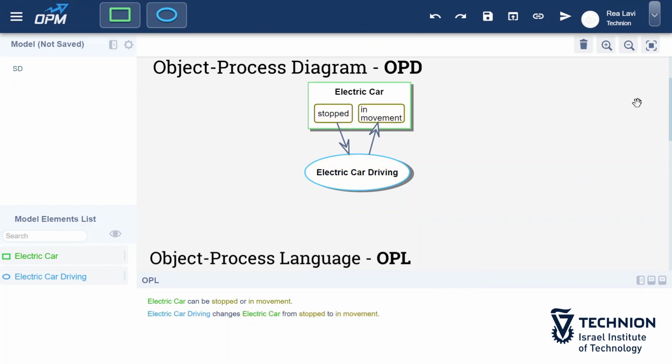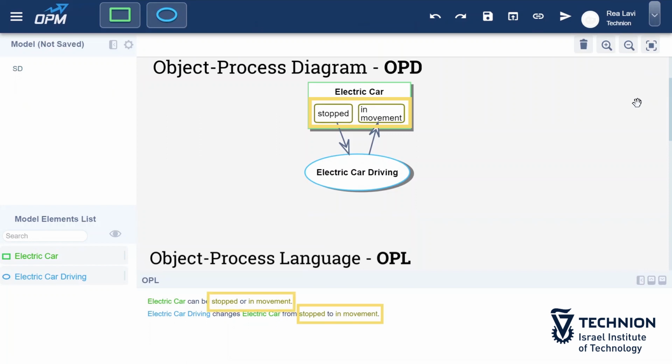We can see that in the same way that a process is represented by a blue contour in the OPD, it is represented by blue text in the OPL. Similarly, since an object is represented by a green contour in the OPD, it is represented by green text in the OPL. As for states, their color is gold-brown in both the OPD and the OPL.